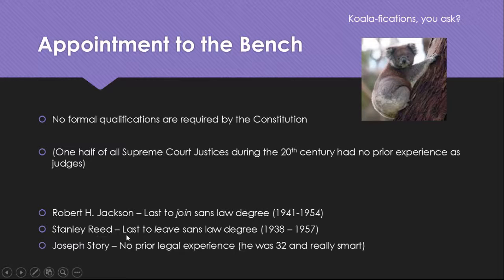Stanley Reed was the last person to leave the bench without a law degree. He left in 1954. And Joseph Story didn't have any prior legal experience, but he was a savant, I suppose. He was 32, and it was in the early inception of the United States. So we do have cases where we didn't have lawyers, attorneys, or judges.